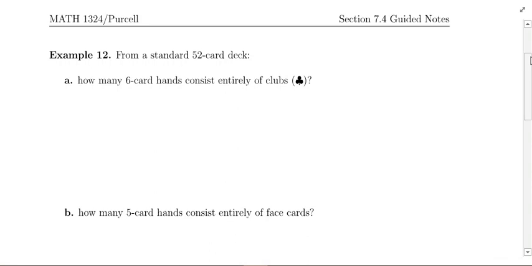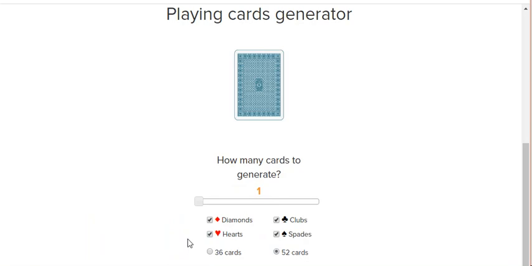Okay, so before we start solving these, there is something that I want to show you, and I want you to remember that these problems involve hands of cards. I found this online, a playing cards generator.